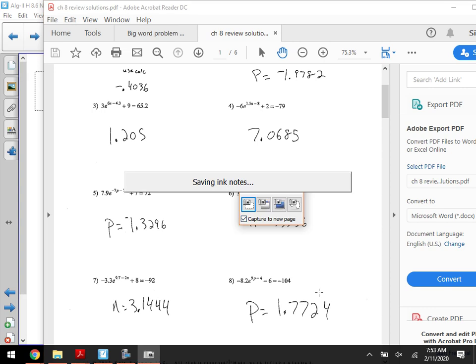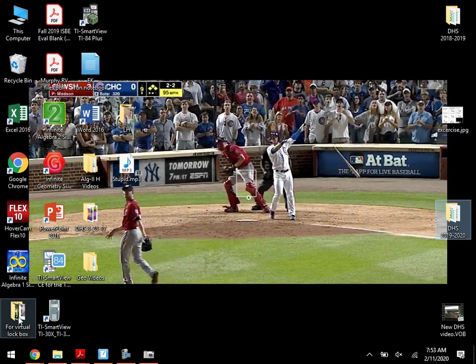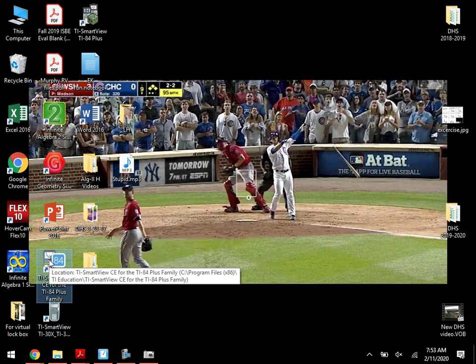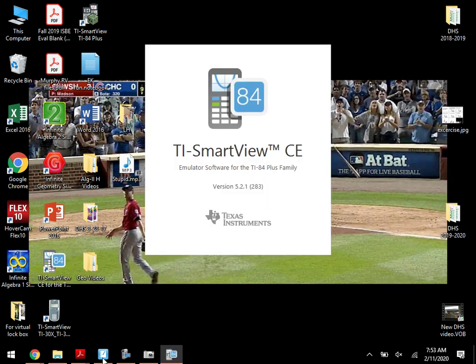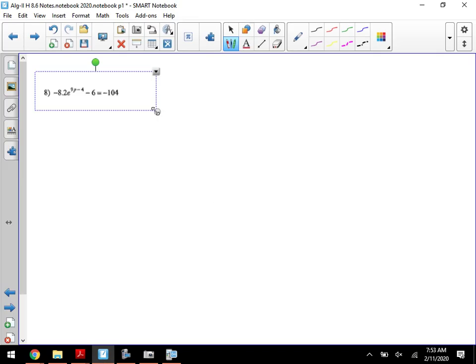Let me get the printer open. This will be calculator, non-calculator. Obviously, this portion right here would have to be with calculator. Word problems will be with calculator, because you kind of need to use one.